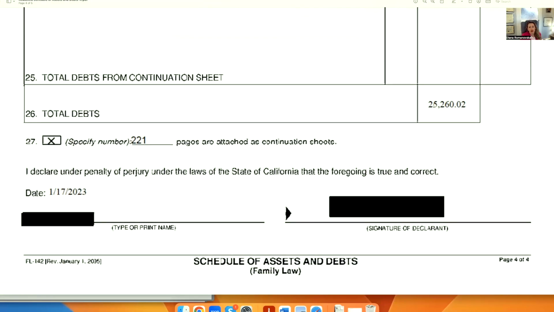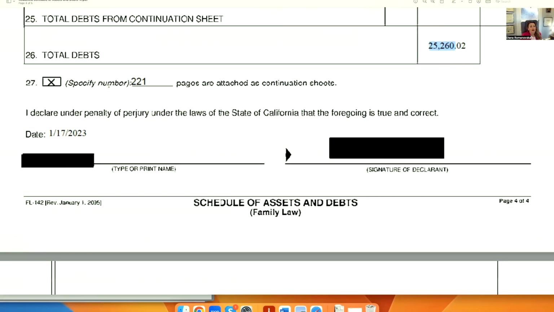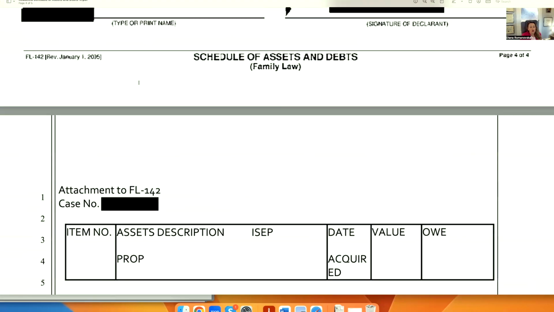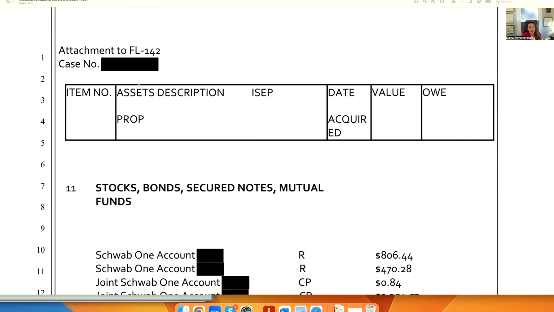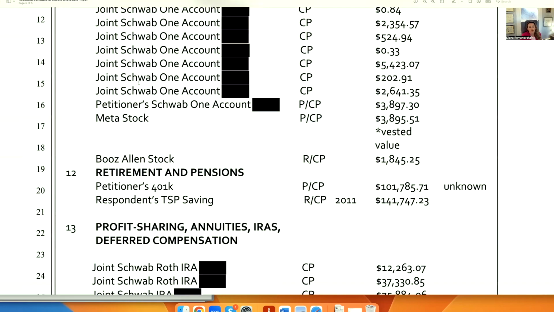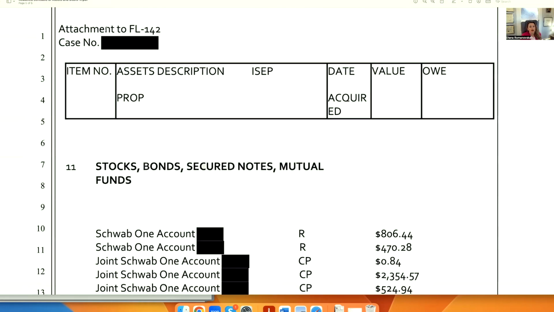And then you calculate a total amount of debt and specify number of pages attached. So probably 2 or 1 page. So it's a typo. Okay, so what do we have here?